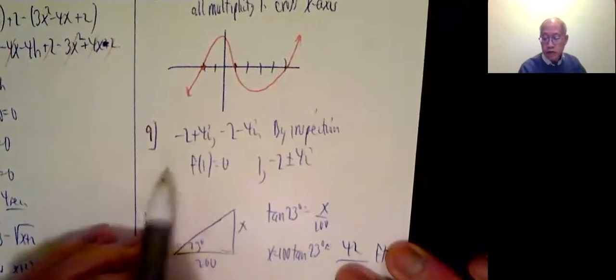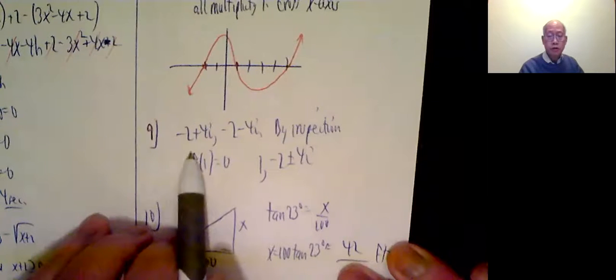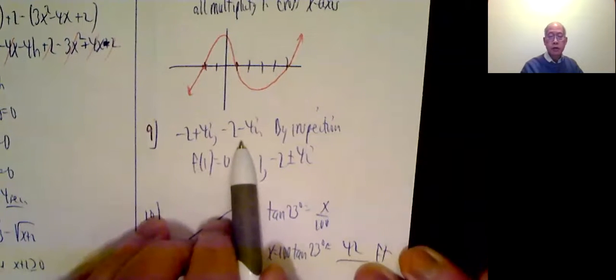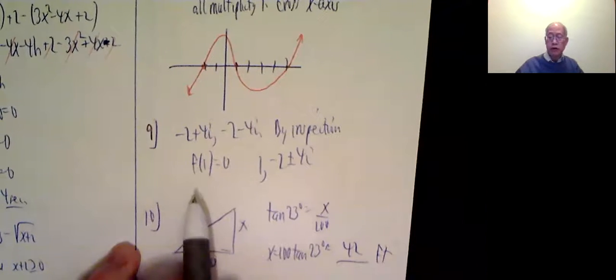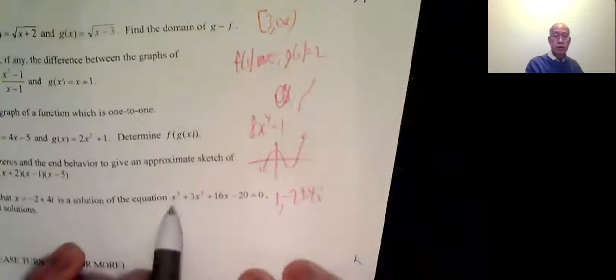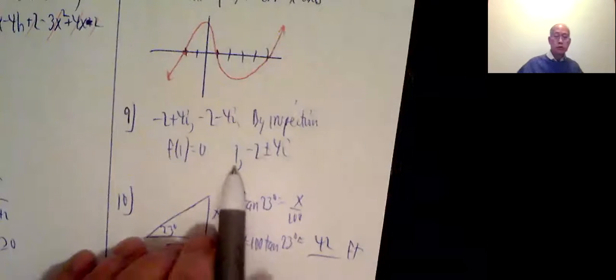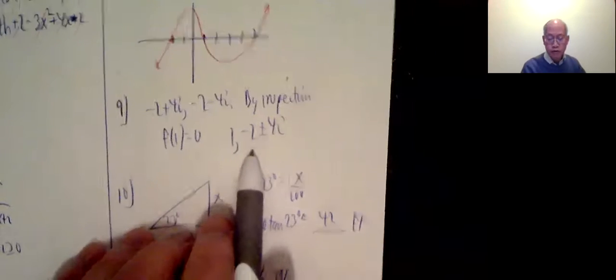Number 9, you're told that -2 plus 4i is a solution. They always come in conjugate pairs. So -2 minus 4i is also a solution. And by inspection, you can tell right away that if you plug in 1, you get 0. 1 plus 3 plus 16 minus 20 is equal to 0. So the solutions are 1, -2 plus or minus 4i.